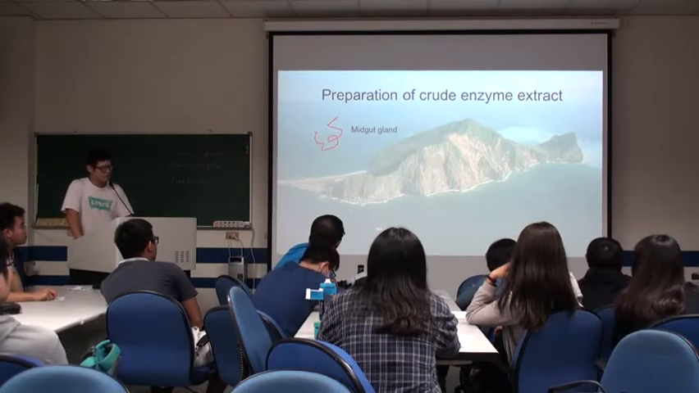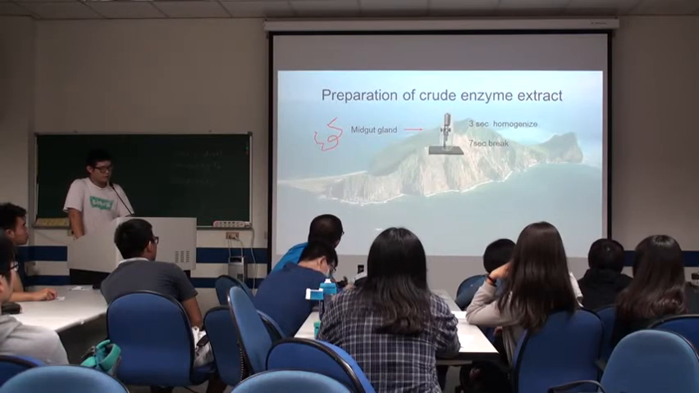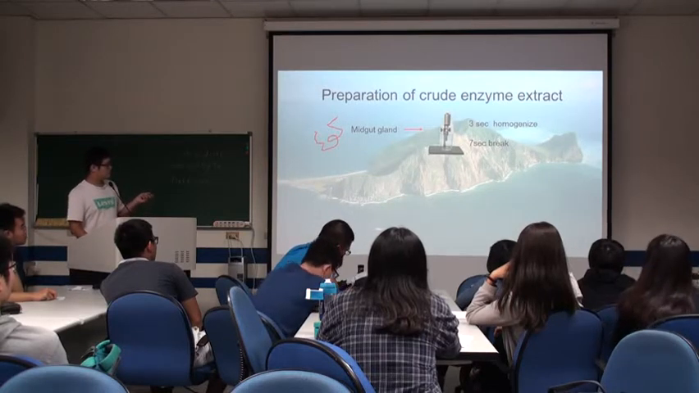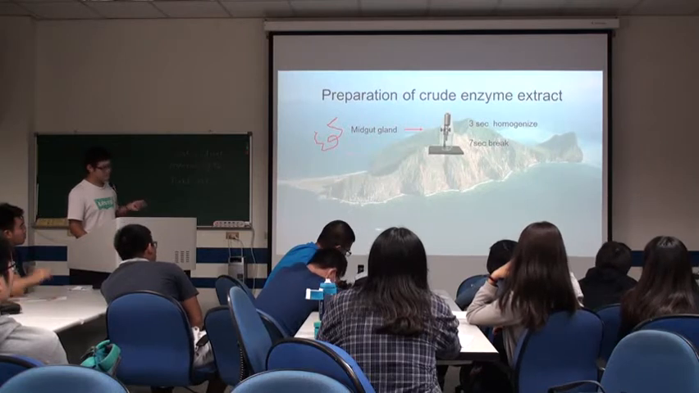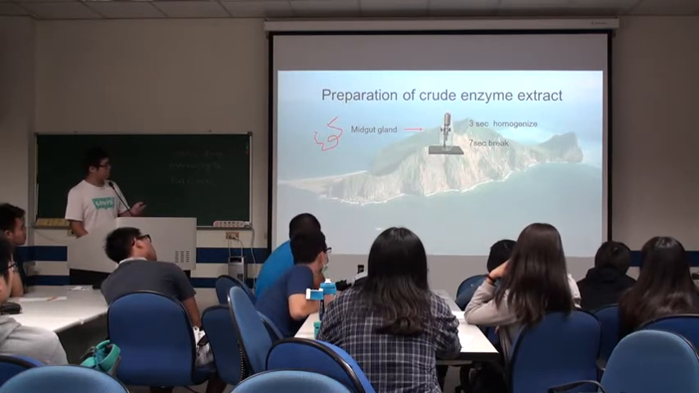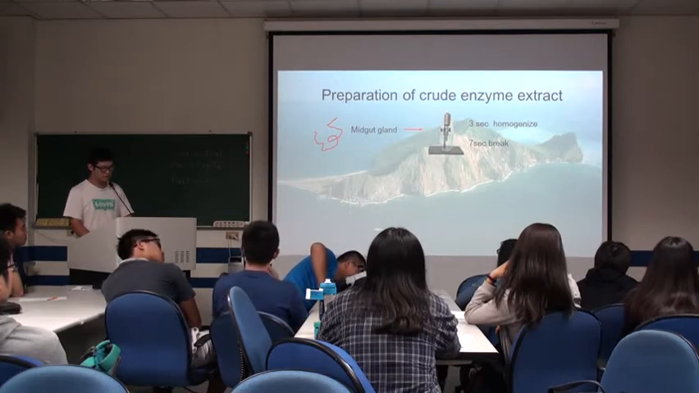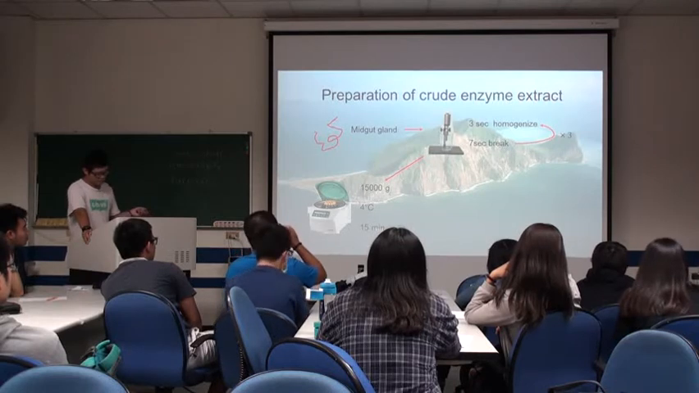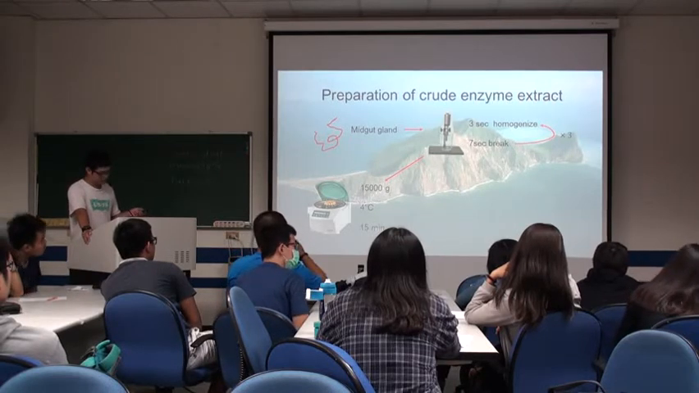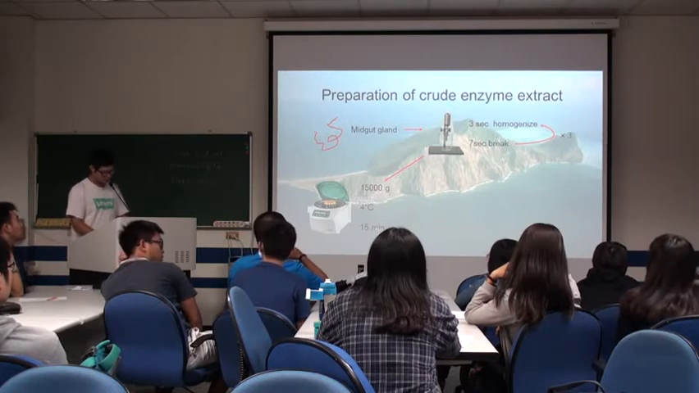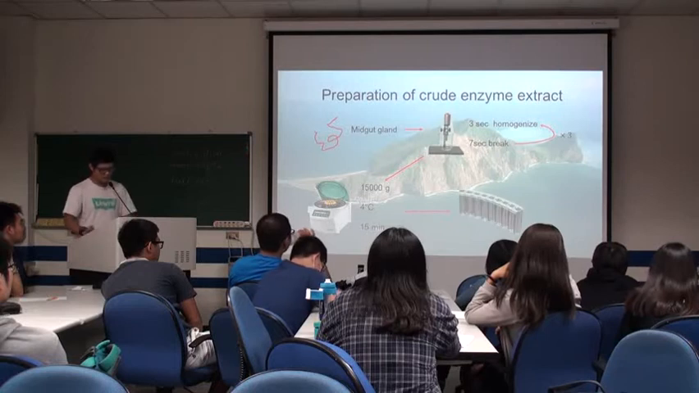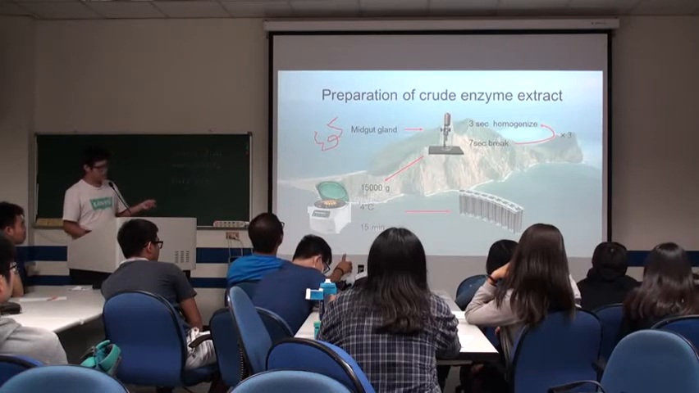This is a midgut gland, and we'll put it into this one. And this is a machine to cut it down into small slices, and we will do it three times. Then we will throw it into this machine to separate the supernatant, and we will put it into a different bottle.